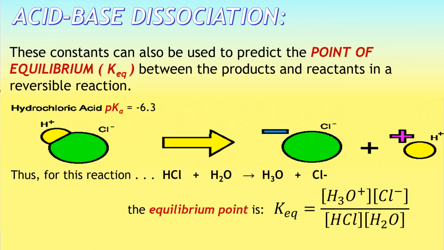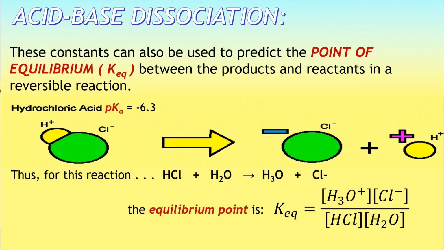These constants can also be used to predict the point of equilibrium. We say K sub EQ instead of acid dissociation constant or base dissociation constant. We're talking about the point where everything's going to be balanced again. And what's being balanced? Why, it's the products in the reaction and the reactants in the reaction.